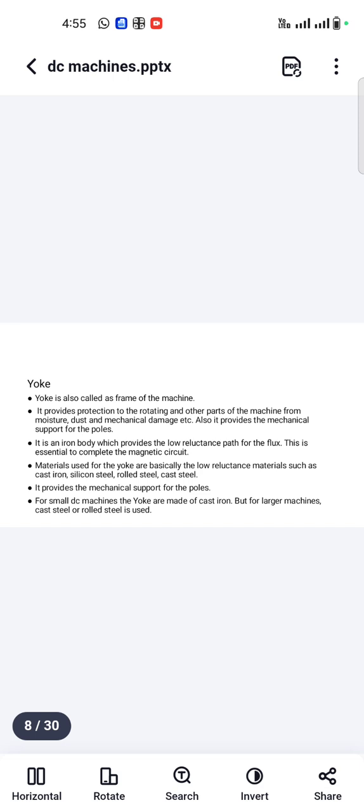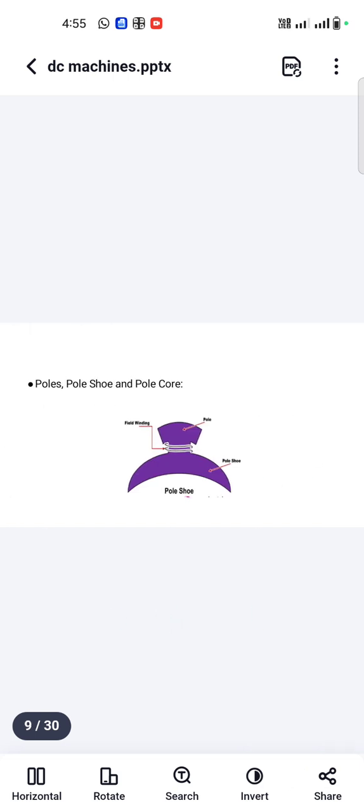Okay, and the next one: poles, pole shoe, and pole core. First we understand what a pole is. What is a pole? It's the part of a DC machine that produces the magnetic field. Actually, they are magnets present inside the machine.